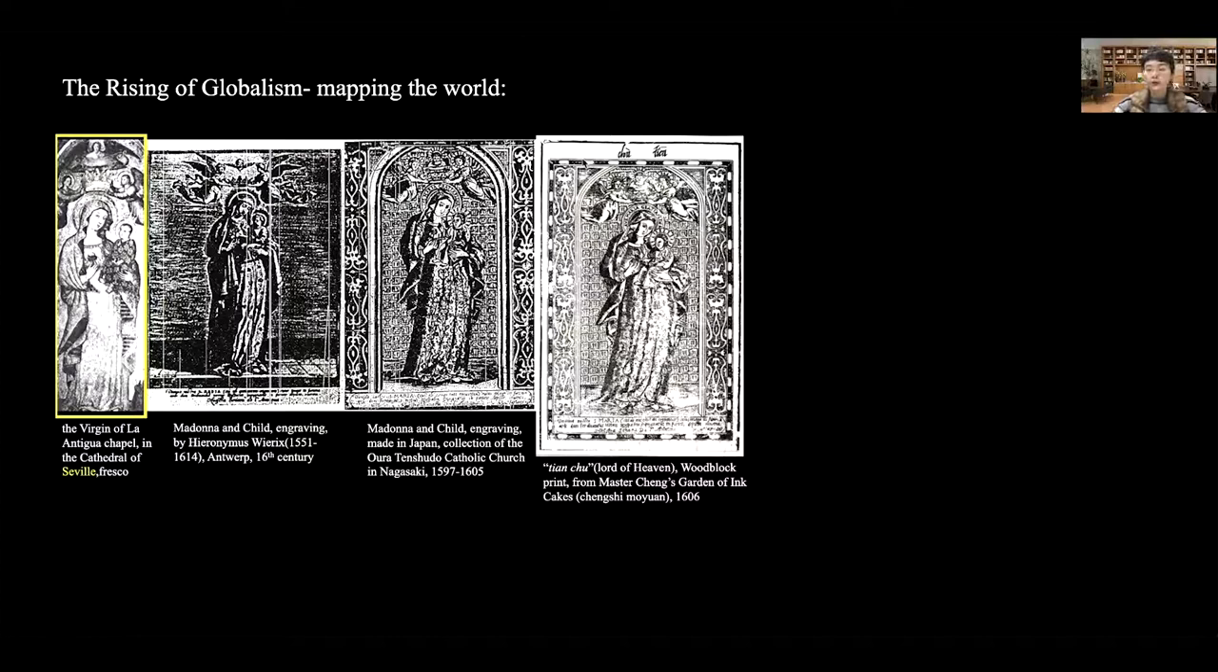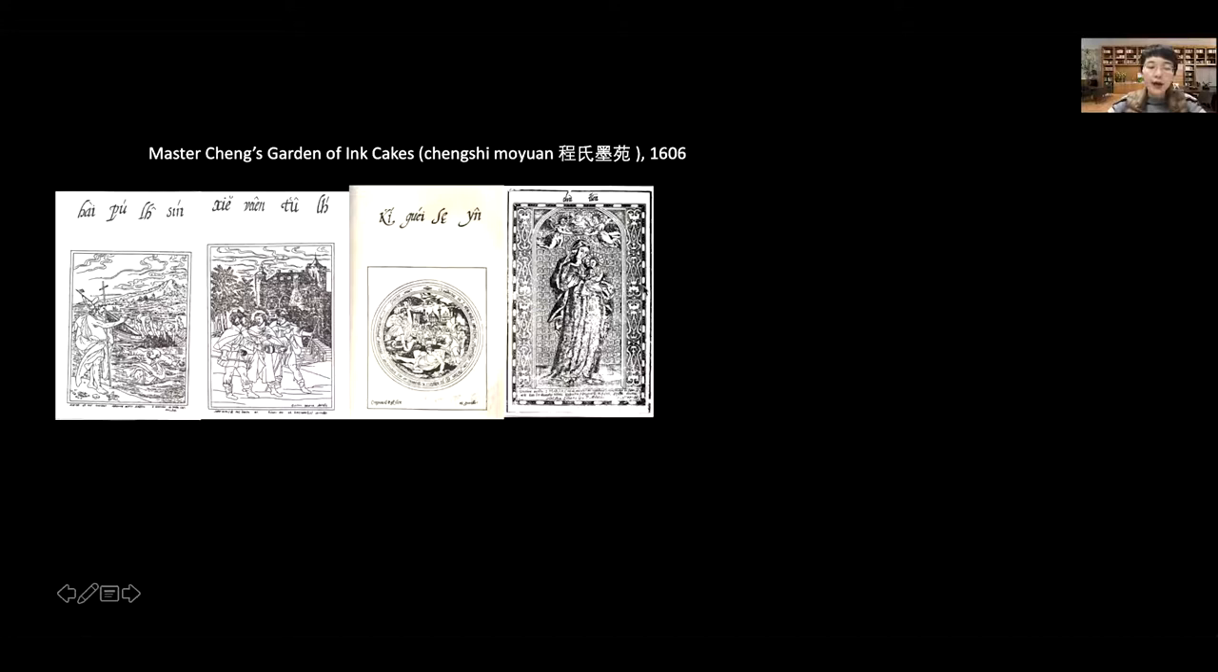Actually, this Chinese Madonna has its realistic function. It is one of four Christian images in an illustrated book, Master Cheng's Garden of Ink Cakes, selected and published by Cheng Dayue, a successful merchant of ink. Ink selling was very competitive in the late Ming Dynasty. Good sellers always require not only good quality but also an eye-catching strategy, such as this kind of peculiar and exotic images on solid ink cakes.